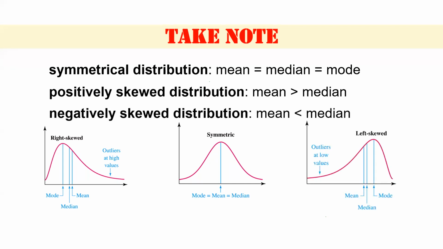However, if the long tail is at the left and the bulge is on the right, it means only a few got low scores and many of the people got high scores. This is an example of what we call a left skewed or negatively skewed distribution.